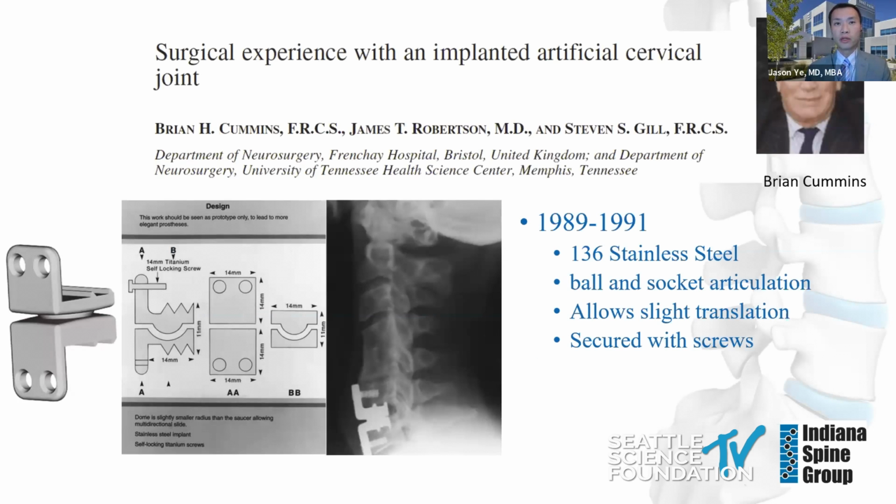In 1991, the Bristol-Cummins device was introduced. It included a ball and socket articulation to allow motion, but had end plates to prevent subsidence. The device used anterior screws to create fixation. This further necessitated a large anterior flange. Of the 20 patients who had this device, at least 5 had screw loosening or breakage.